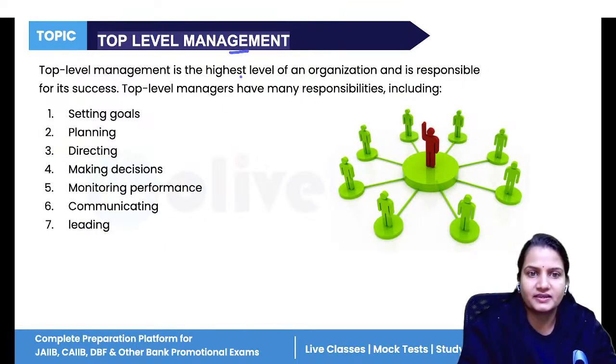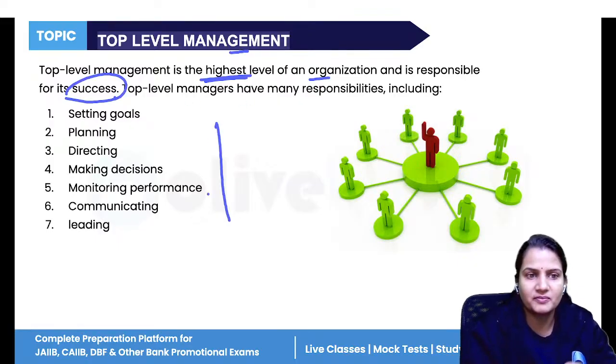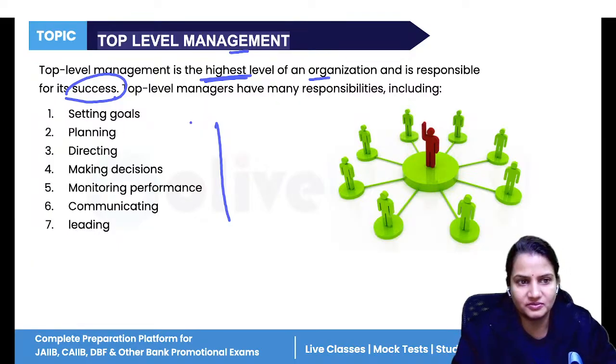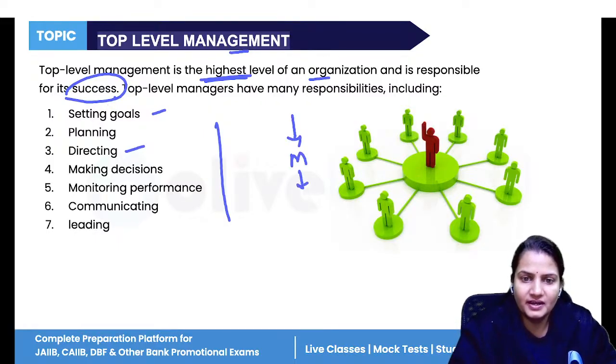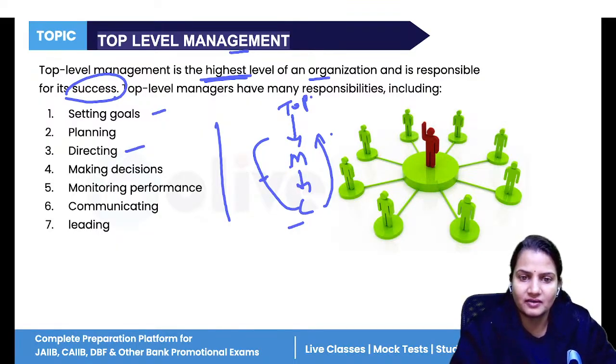So top level management is the highest level of an organization and it is responsible for its success. It has different responsibilities like setting goals, making plans, directing the people, directing the low level people. Now top level management will not directly communicate with the low level people. So top level will communicate to the middle level, which will communicate to the low level. Or it can go the other way also. Low level people cannot directly reach the top level people. First, they have to communicate to middle level, and whatever their issues are will be further communicated to the top level. Then making decisions, monitoring the performance.